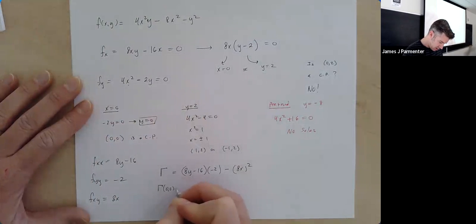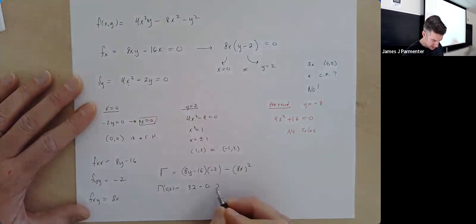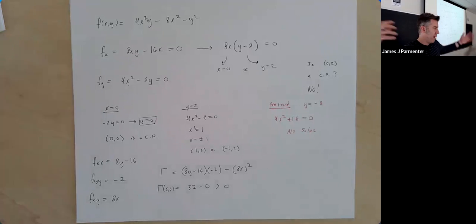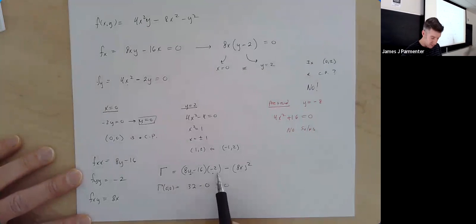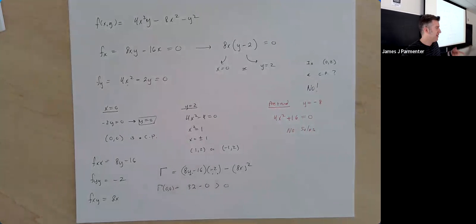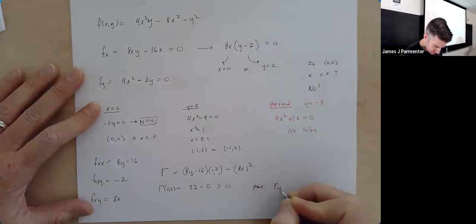And then if I plug in 0, 0, I get negative 16 times negative 2, so 32 minus 0, which is positive. So do I have a saddle or do I have a max or a min? Max or a min. Now, knowing that just looking at this, fyy is always negative. So I know it's a max, right? Yeah, because it's concave down. Max, because fyy is negative.